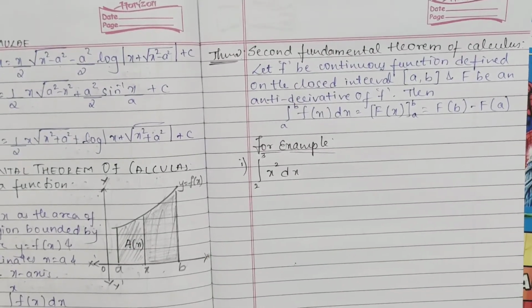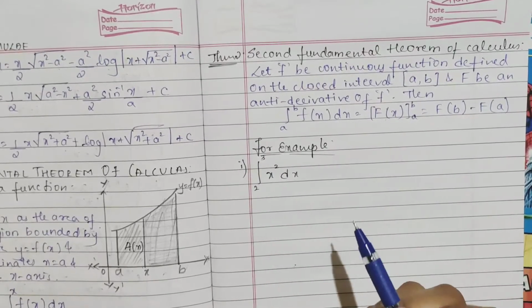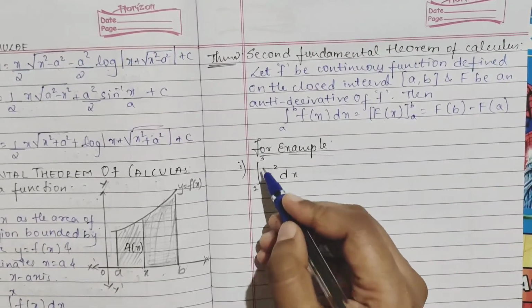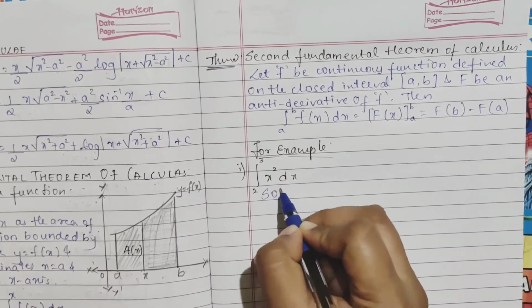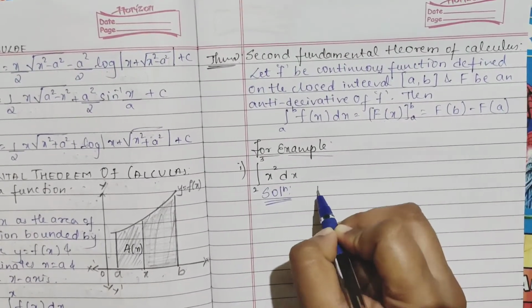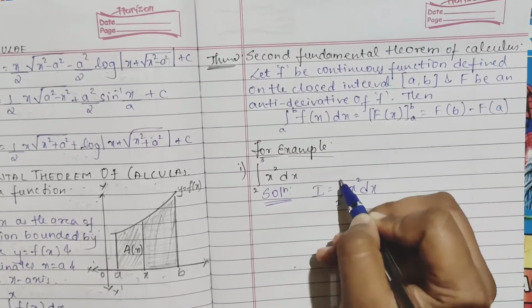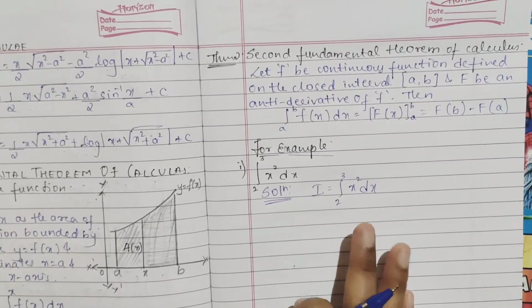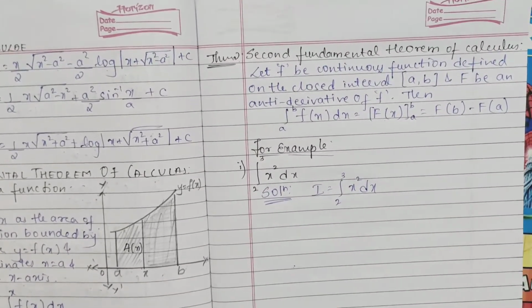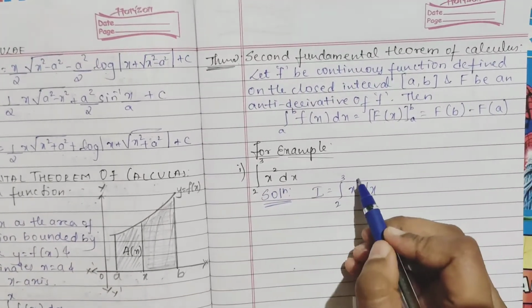Through an example I will explain it. I have taken the example integration x square dx, with limits 2 and 3: lower limit is 2, upper limit is 3. So let's start the solution. Let I be equal to integration x square dx from 2 to 3. Whenever they give you a definite integral, there is nothing different to do. First you have to integrate the inside part.